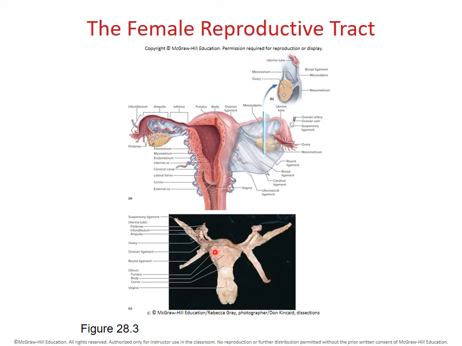And here we see again a cadaver uterus dissected out with the suspensory ligament out to the sides, the ovarian ligament running out to the ovary, little almond-shaped ovary there with the ovarian ligament. The broad ligament has been removed from this view so that you can see the round ligament that's going to run in again to the inguinal canal.